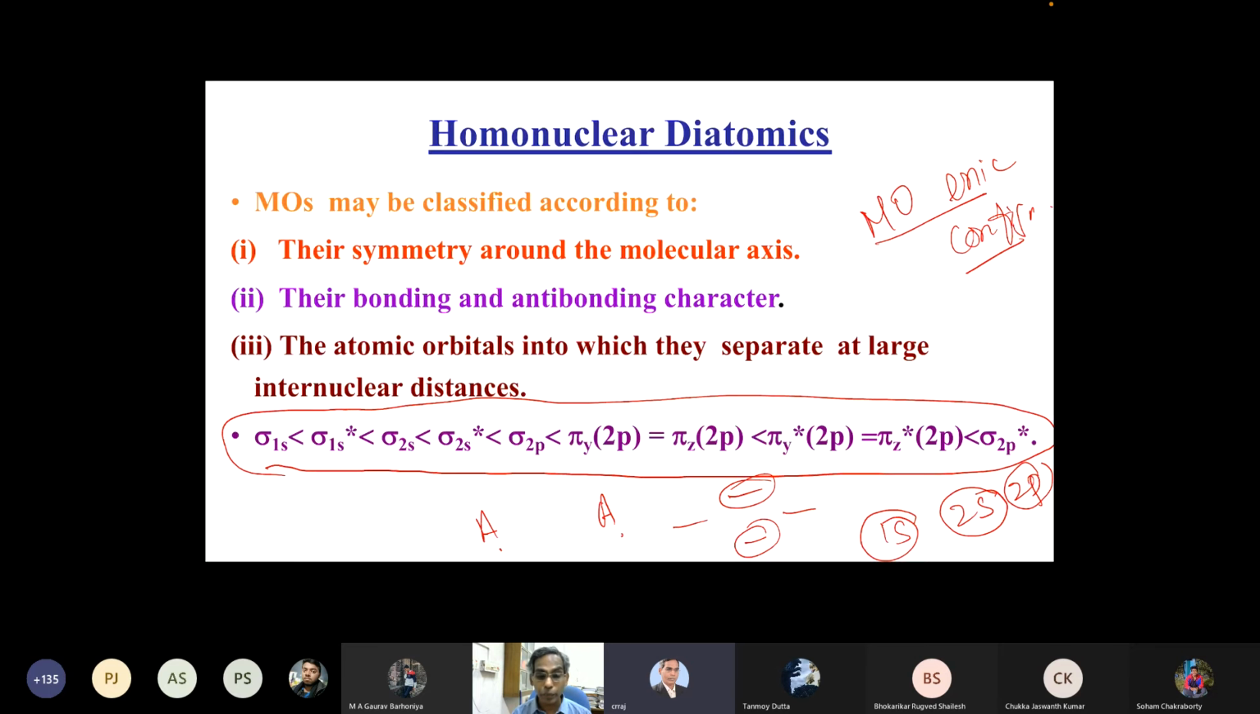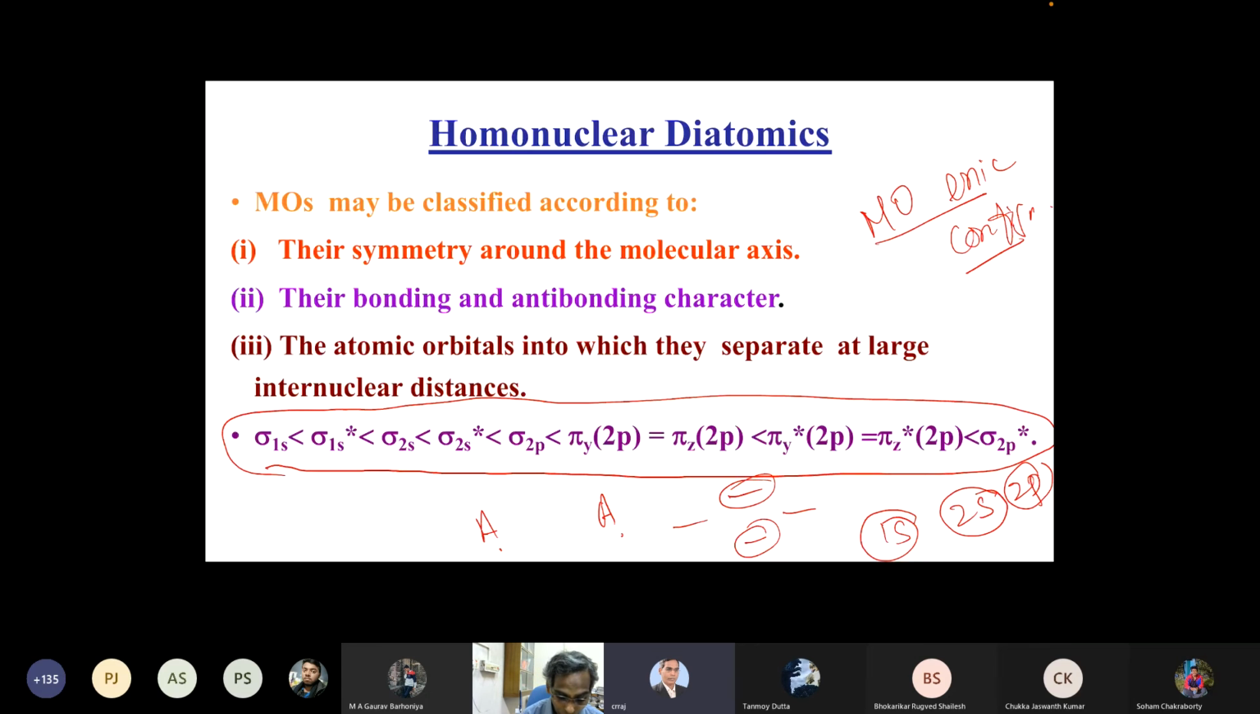Now, we need to build up the MO diagram according to the energy, and then fill up the electrons according to the Aufbau principle, Pauli exclusion principle, and Hund's rule. That's what we have already studied. You fill up the electrons. Once I fill up the electrons, I can calculate the bond order. Then I will be able to say whether this molecule really exists or doesn't exist.